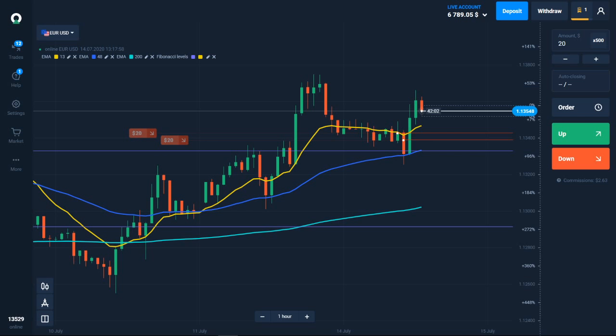Now, the key Fibonacci ratios that we have to remember and focus on are the 23.6%, 38.2%, 50%, and 61.8%.